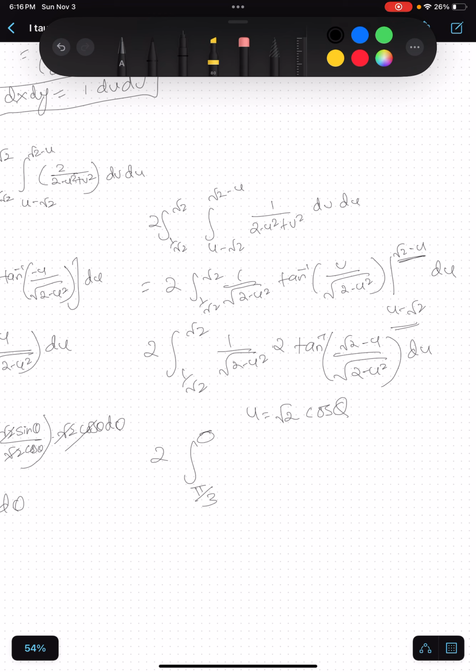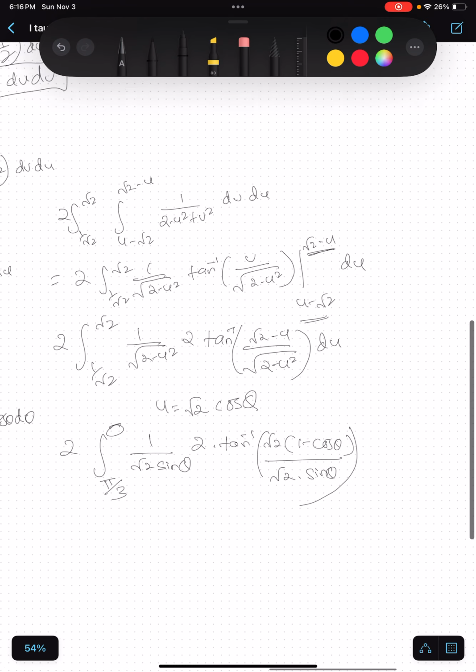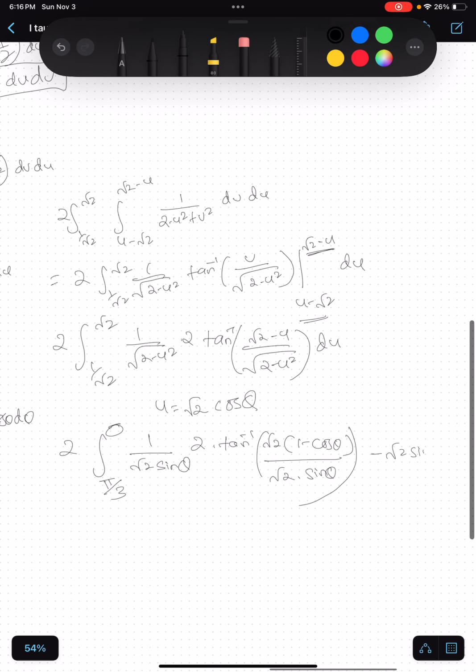And this is root 2 sine theta, then 2 tan inverse of root 2 times 1 minus cos theta by root 2 sine theta. And then du will be minus root 2 sine theta d theta. This minus sign can be used to reflect the integral from 0 to pi by 3. Now root 2 cancels out, sine cancels out, and there's a 2 tan inverse.